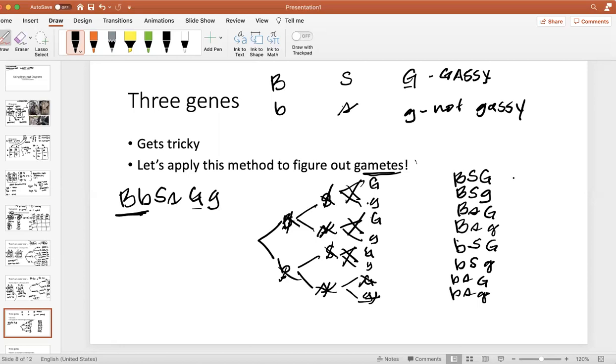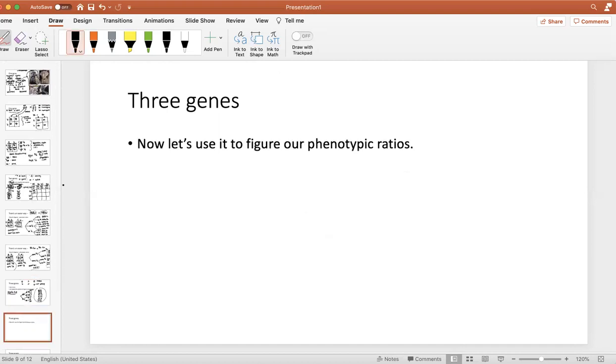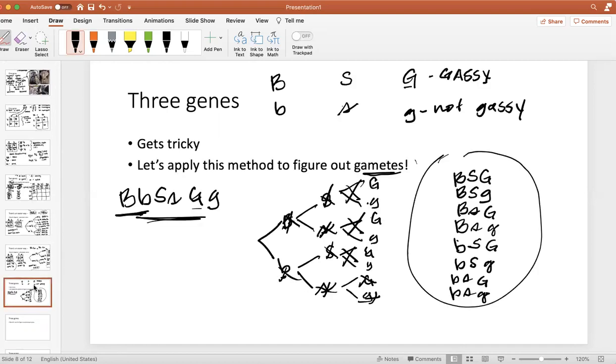Excellent. So this helped us figure out this tricky problem. Once you have this information, you can plug it into a new branch diagram. So let's do this. Okay, so as I was saying, once you have this, you know all the possible gametes.